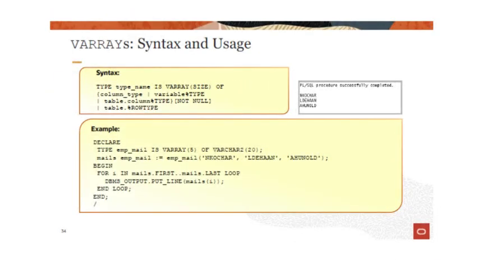In the example in the slide, a varray type, emp_male, is created. It will hold data of type varchar2 with a maximum size of 5 defined. A variable males of type emp_male is declared in the declare section. The varray is initialized with values in the declare section. In the executable section, you retrieve these values with a for loop.